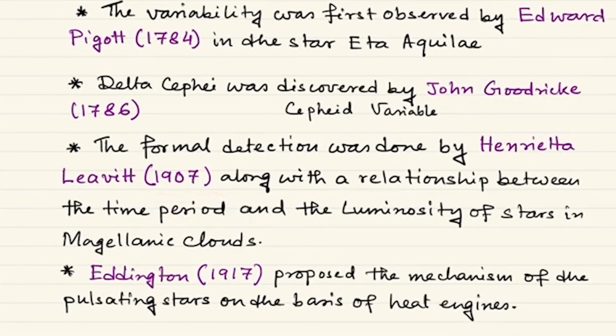Now finally, maybe all of you have heard of the famous astronomer Eddington. Eddington, in the year 1917, was an engineer actually. He is famous for verifying Einstein's theory, right? Maybe you have heard of this famous story. Eddington proposed for the first time a plausible mechanism of the pulsating stars, that means the oscillating stars, on the basis of heat engines.